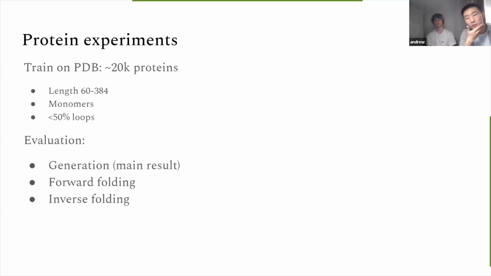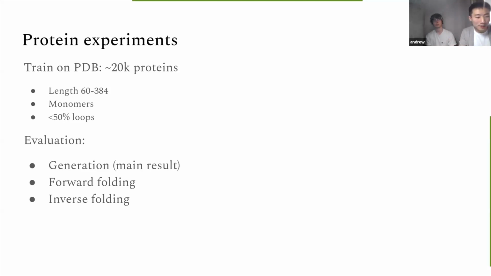So for protein experiments, we use the dataset that I curated in FrameDiff. We only took monomers and we made sure there were high quality proteins with less than 50% loops, so they're very stable. And then the length of the proteins was from 60 to 384, and this resulted in about 20,000 proteins.